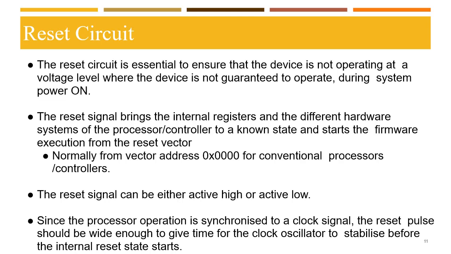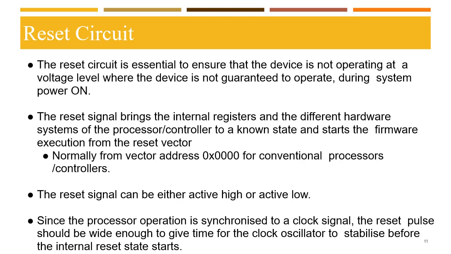The reset circuit is essential to ensure the device is not operating at an improper voltage level, since the device is not guaranteed to operate properly during the power on condition. The reset signal brings the internal registers and different hardware systems of the processor or controller to a known state and starts the firmware execution from the reset vector. Usually the reset vector starts from 00 in any processor or controller. The reset signal can be either active high or active low.